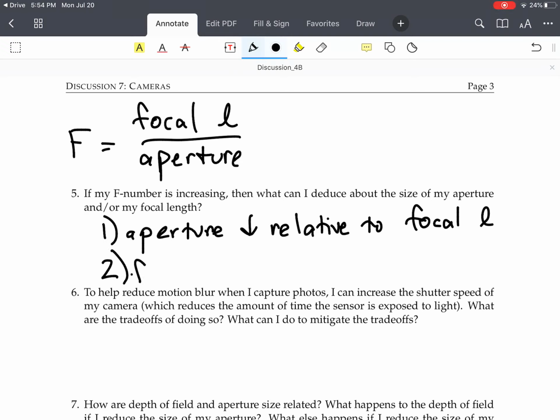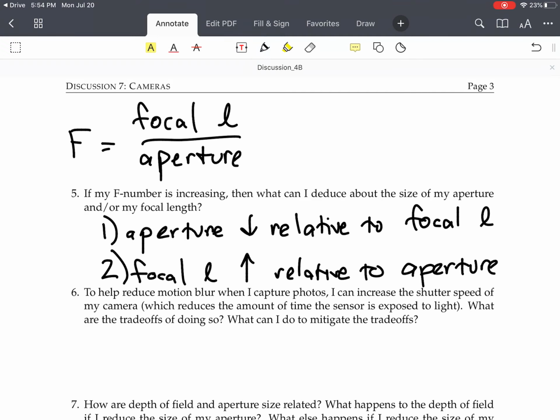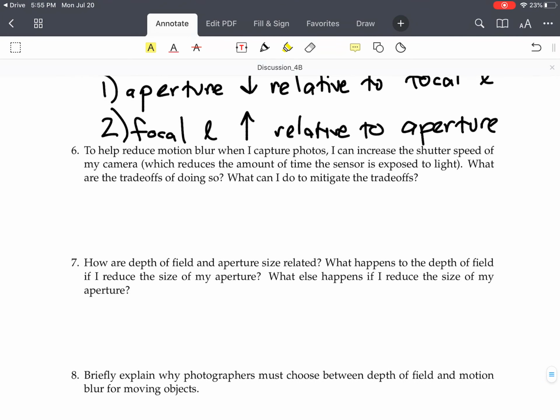And the alternative is that your focal length is getting bigger relative to the aperture. Because focal length is in the numerator, if that gets bigger, but aperture doesn't relatively get bigger also, then the f number will increase, like we are seeing in this problem. Okay, so those are the two options. Either the aperture is getting smaller relative to the focal length, or the focal length is getting bigger relative to the aperture.